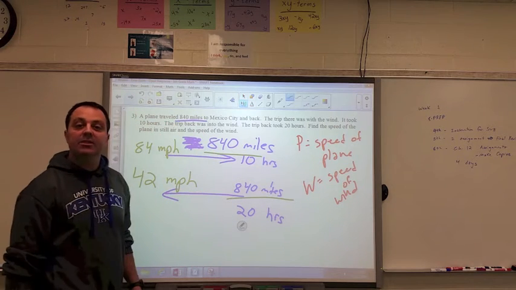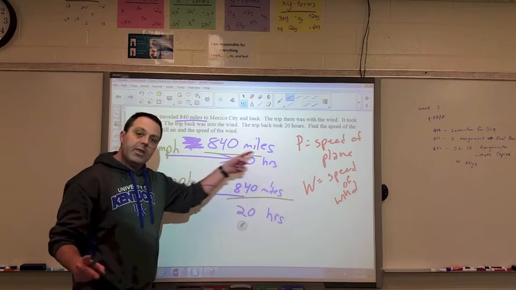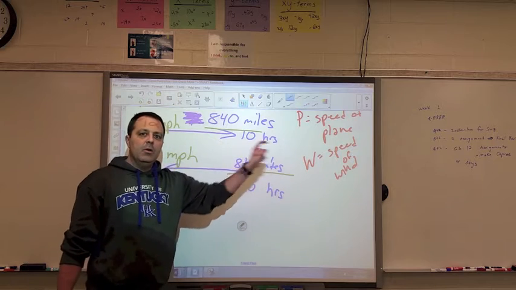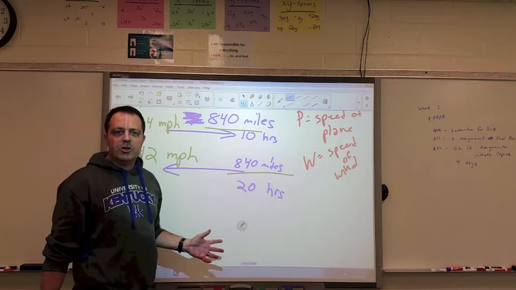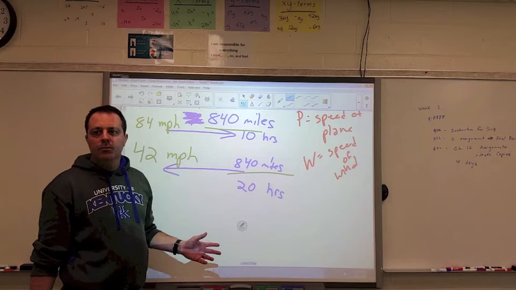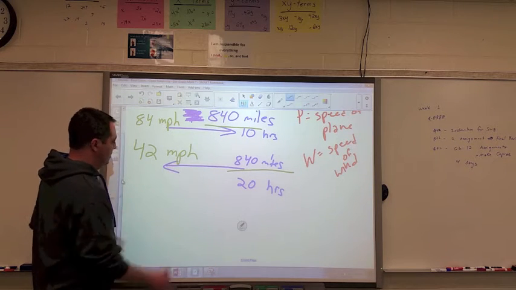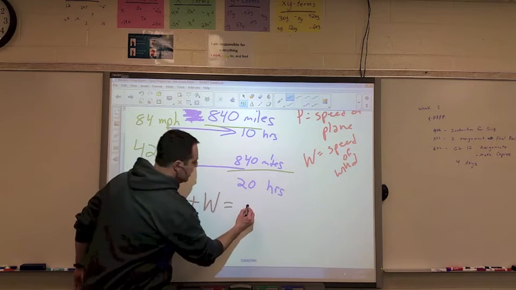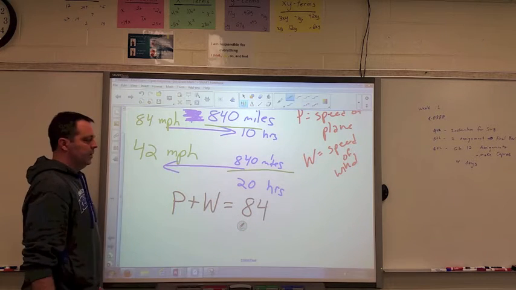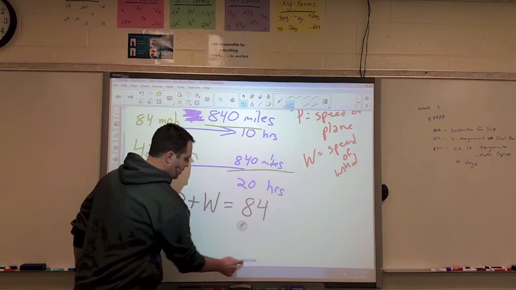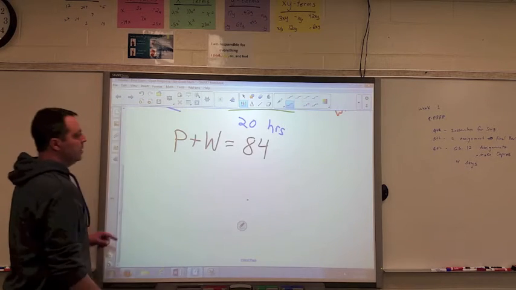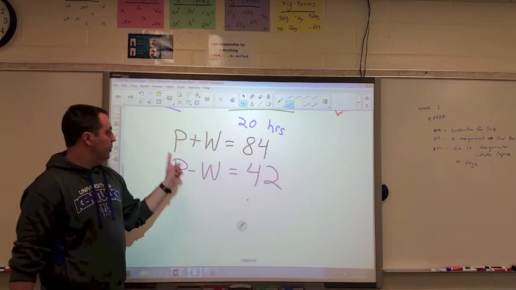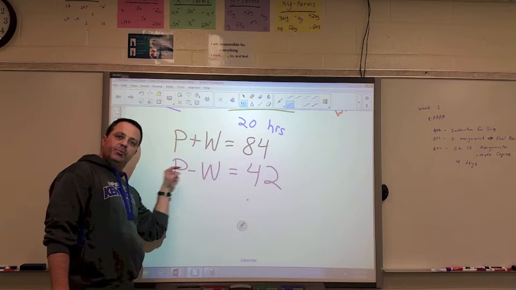We have to write a system of equations. You need to write 2 equations, one for the way there, one for the way back. If you're going 84 miles per hour, that's the plane with the wind blowing behind it. What kind of equation could we write for that? That's just P plus W, the plane plus the wind working together, gives us 84 miles per hour. Now on the way back, the wind is working against the plane. So it's P minus W equals 42. The plane is flying this way, but the wind is pushing against it and slowing it down.